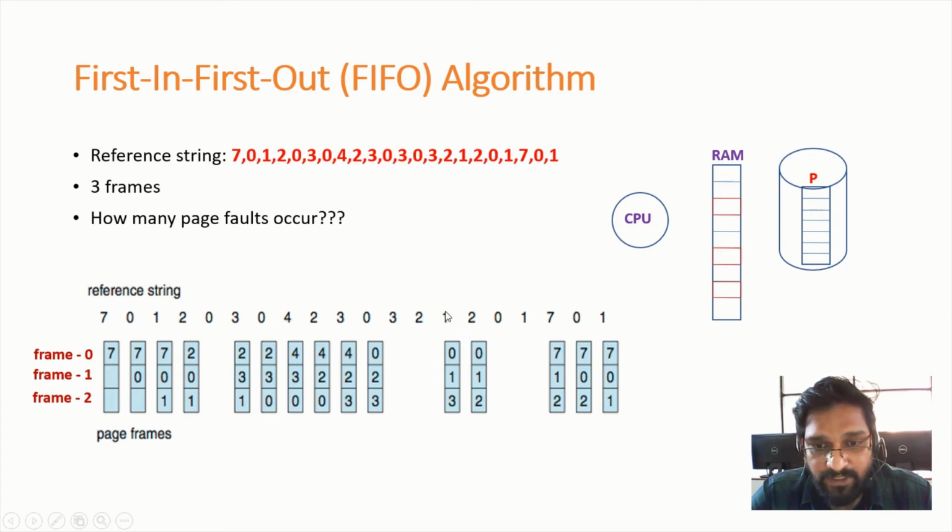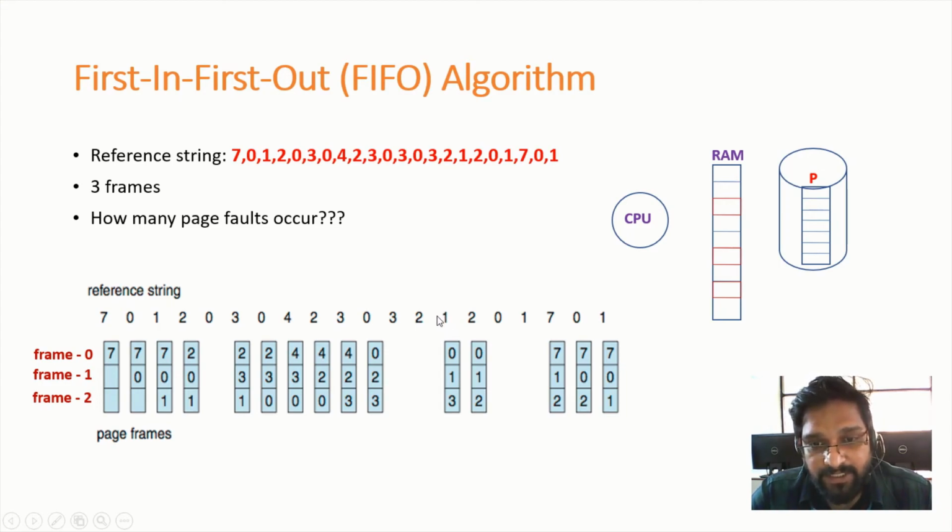Next the CPU is requesting page number 1. Is page number 1 present inside the RAM? No, page number 1 is not present inside the RAM. Since page number 1 is not present inside the RAM, we are going to call it a page fault, and this page we need to move from hard disk to RAM, right?